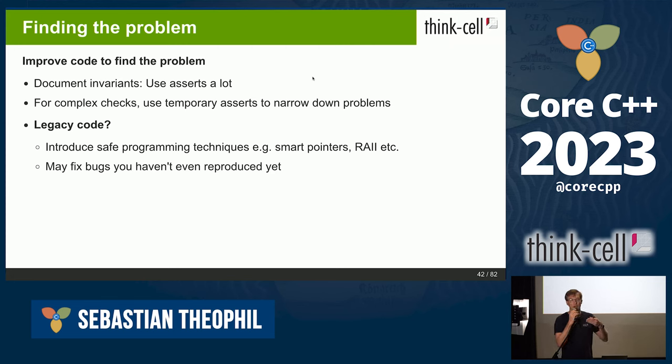Maybe that will help you find the actual bug, because it will trigger the next time you try your reproduction, because that invariant doesn't actually hold. If you're dealing with special legacy code, you can start introducing new programming techniques while you're trying to find out what goes wrong. That way, you're not only maybe fixing the bug you're looking at, you're also fixing other bugs by introducing better memory management techniques. You're fixing maybe other bugs you haven't even reproduced yet. So that's always a very good idea. Clean up the code while you're thinking through that code.